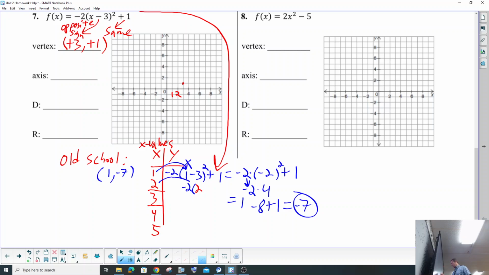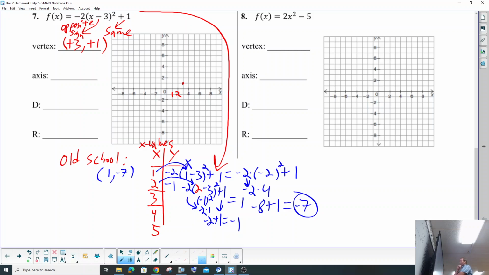We go ahead and plug a 2 in there. Negative 3 all squared plus 1. So 2 minus 3 is -1, and -1 squared is +1. Times the -2 is -2, plus the 1 is -1. Wait, does that seem right? 2 minus 3 is -1, -1 squared is +1, -2 plus 1 is -1. Yeah, I guess so. So then we get a 2, we get a -1. Good.